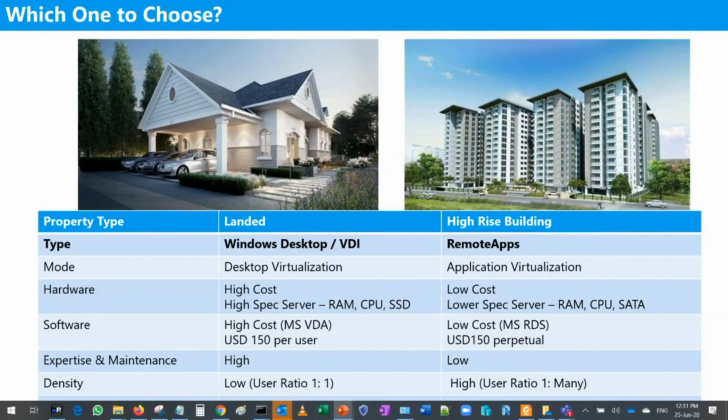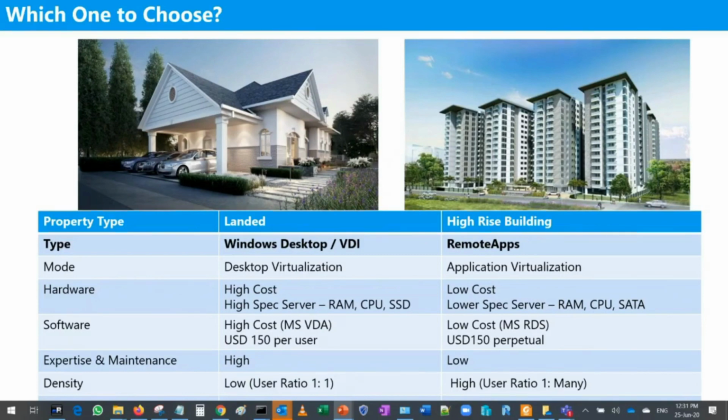Compared to that, remote apps, which is application virtualization, is similar to a high-rise building, staying in a condominium. You actually have a low maintenance cost because it's shared by multiple tenants. As a result, we require very low hardware specs for the servers, perhaps a VM with 32 GB memory to cater for 30 to 50 users, depending on the application loads that you put into the server. And the license required is the Microsoft RDS license.